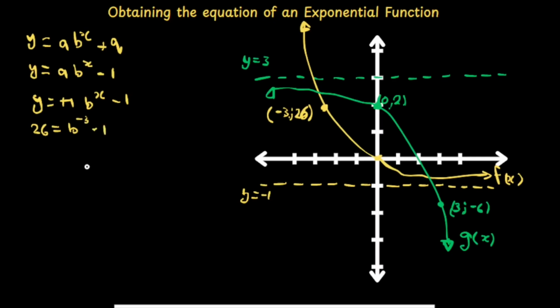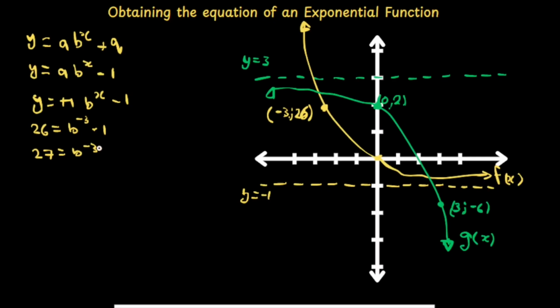Let's go ahead and manipulate this equation so that we can solve for b. We would obtain 27 is equal to b to the -3. In order to simplify this part of the equation, we can do it quite simply, but I'm sure that you guys aren't used to working this way, so I'm just going to show it to you firstly.